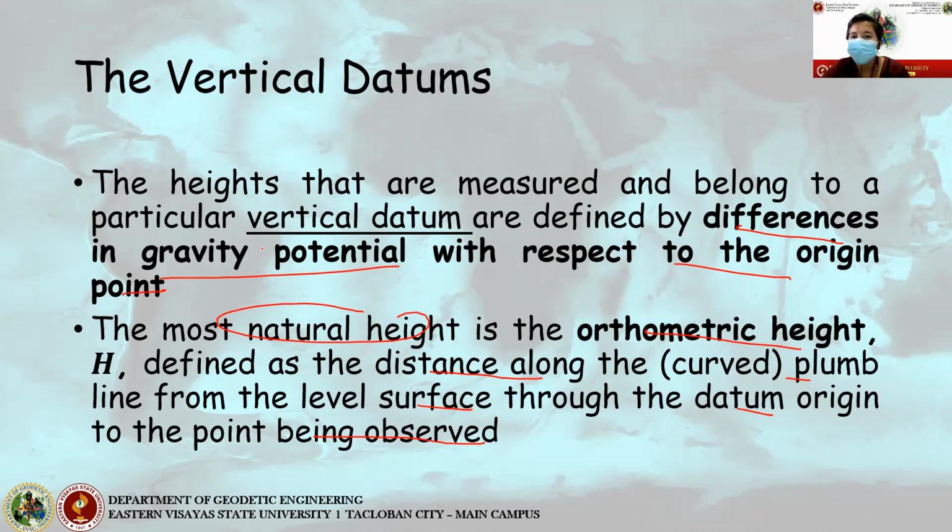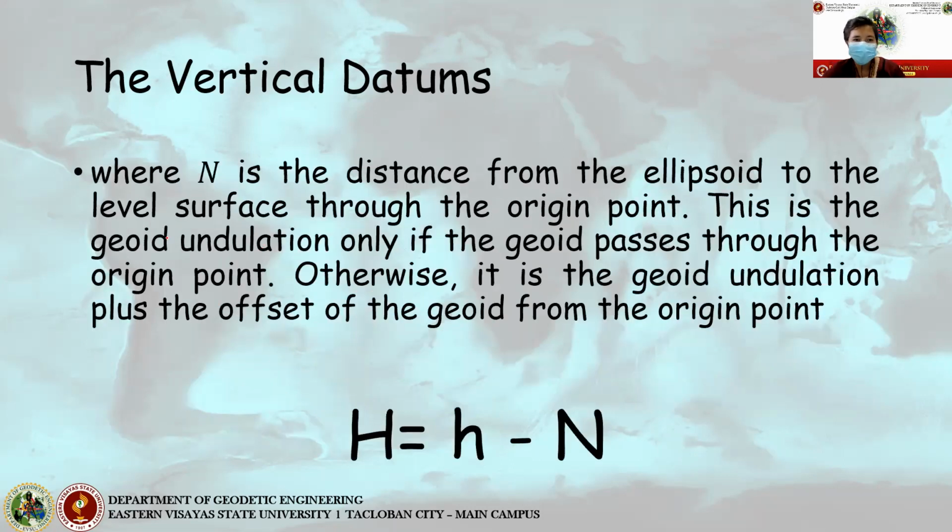So that is how we are going to determine the elevation. This is being measured from the geoid to the surface of the Earth along the plumb line. So that is now our elevation. Where N is the distance from the ellipsoid to the level surface through the origin of the point. This is the geoidal undulation, N, only if the geoid passes through the origin of the point. Otherwise, it is the geoidal undulation plus the offset of the geoid from the origin of the point.